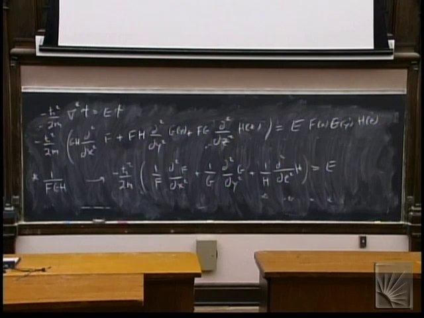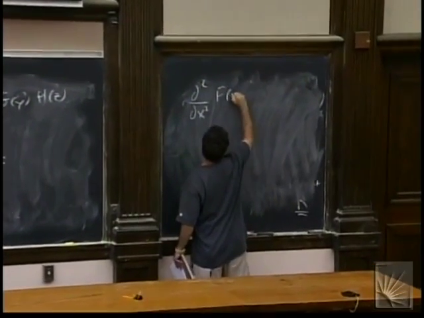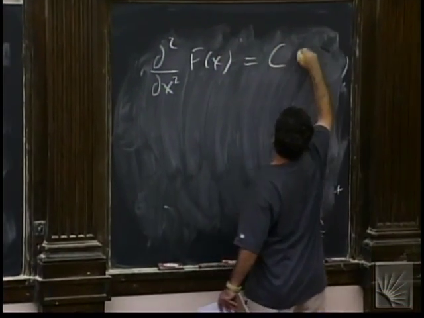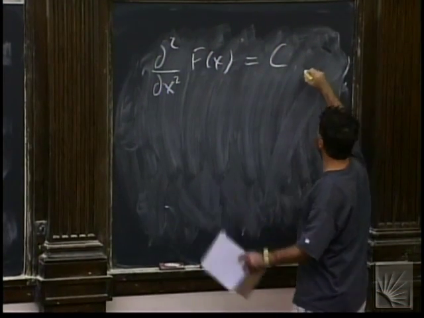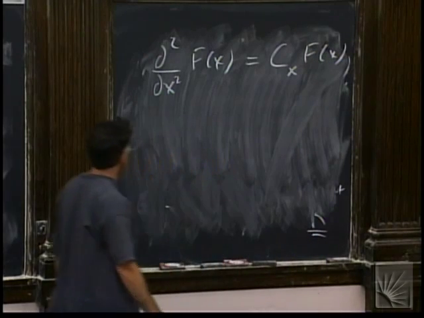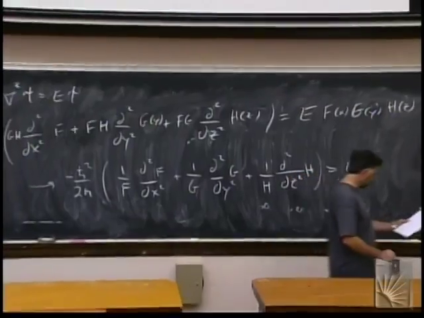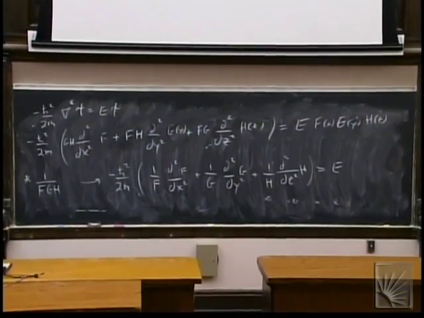And so basically, the next thing that you want to do is you write down something like d squared dx squared times f of x equals some constant, let me call it c sub little x, times f sub x. And so this c sub x would have something to do with the energy, something to do with h bar squared and the mass. You've seen this before, right?